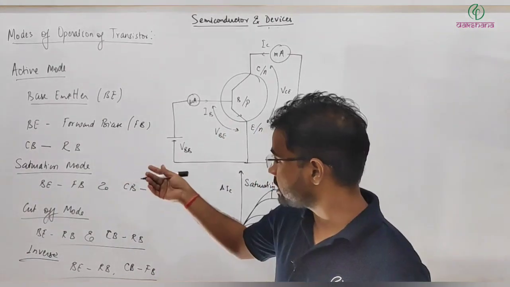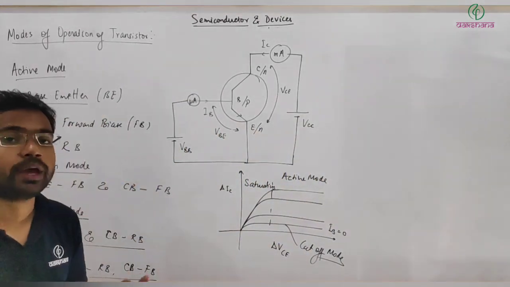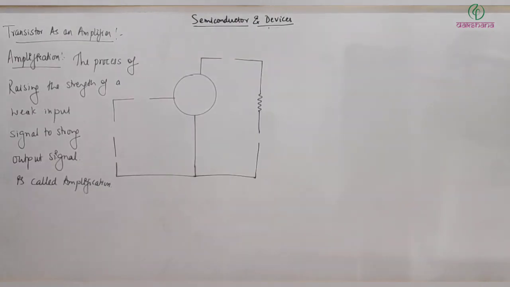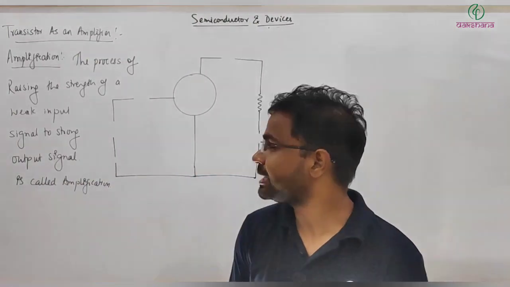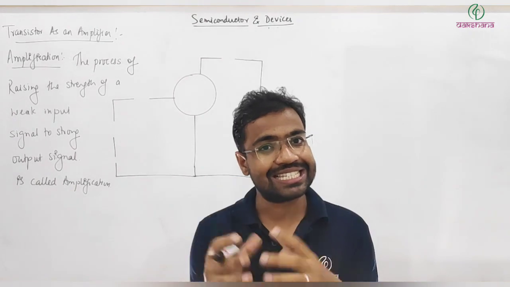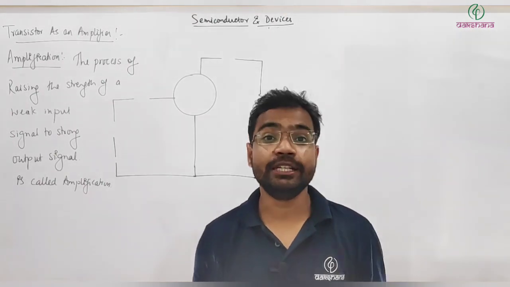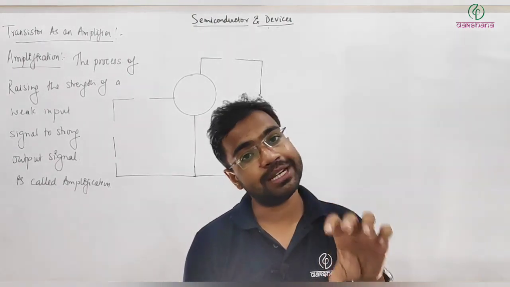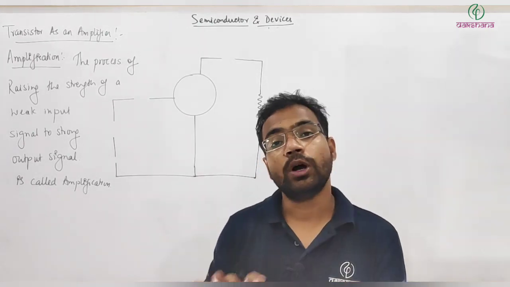Let's see how it is acting, how it is behaving like an amplifier. Next we are going to see how a transistor can behave like an amplifier. Before that, everyone must be clear what the meaning of amplifier and amplification is, and how a transistor acts like an amplifier. Amplification means increasing or multiplication. When a weak signal is given as input and the strength of that weak signal is increased to a high output signal, we call this amplification.